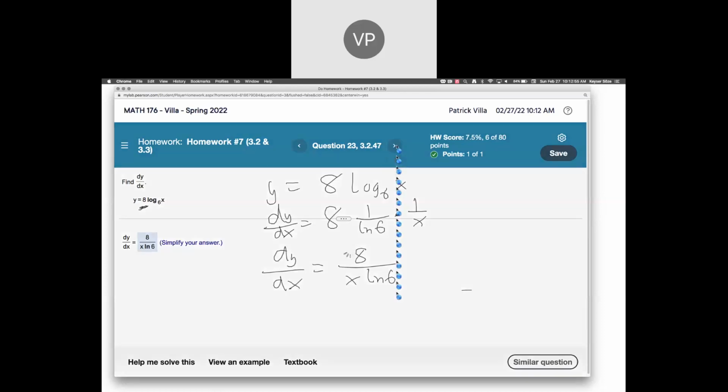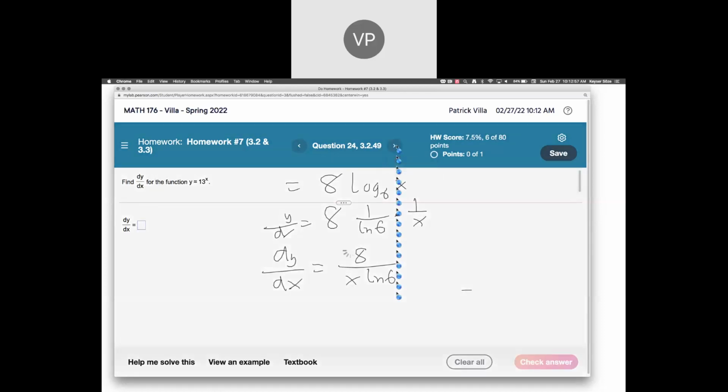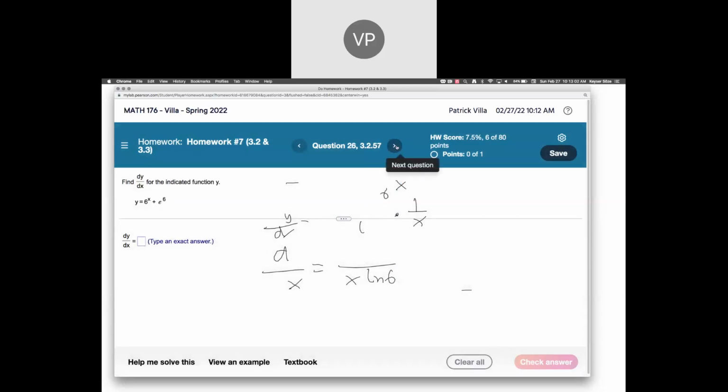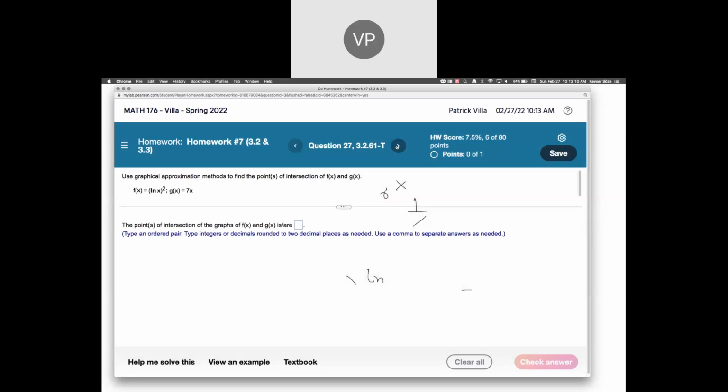Let's look at number 27. Okay, so 27 says use graphical approximation methods. So when you see that, what does that mean? That means get your graphing calculator out or go to Desmos like I'm doing right here. They want you to use the graphing tool, the technology, on this one. So they want us to find the intersection points of these two graphs.